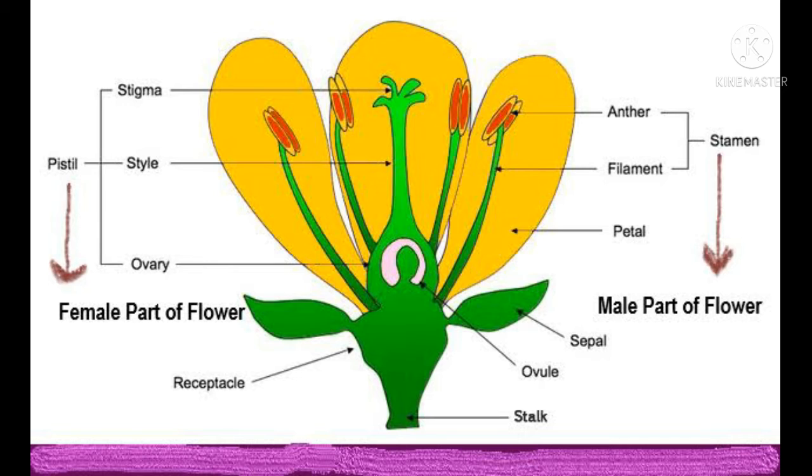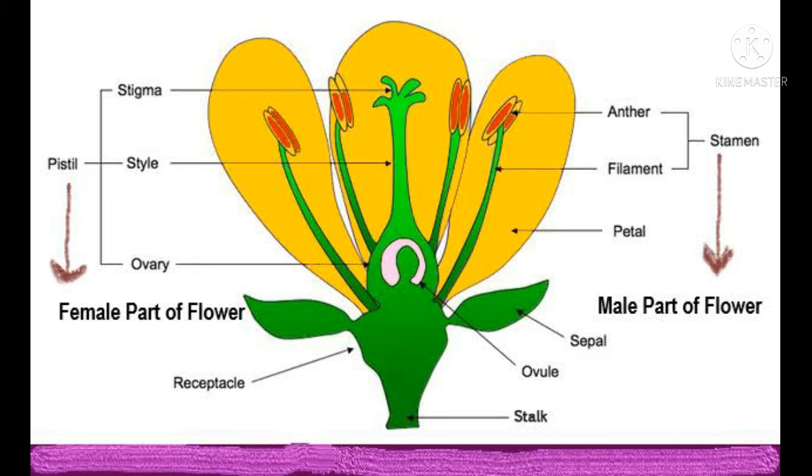Now the functions of the sepal, petal, stamen and pistil. First of all, the function of sepal. It is green in color, so its main function is photosynthesis, because it has chloroplast, so it can synthesize food for the growing flowers. And the next whorl, petal, which is colored, its main function is to attract pollinating agents toward the flower. And the stamen has anther, which produces pollen grains.